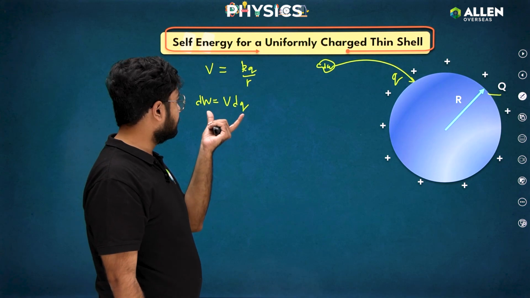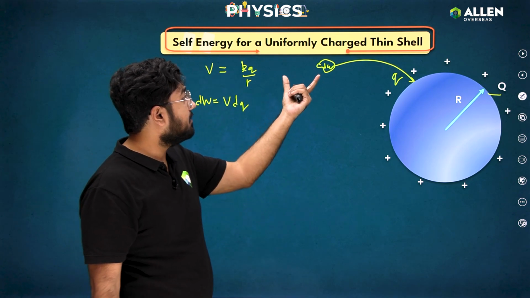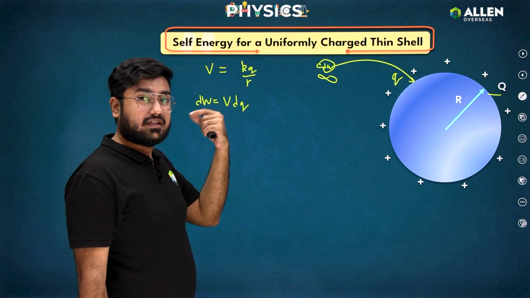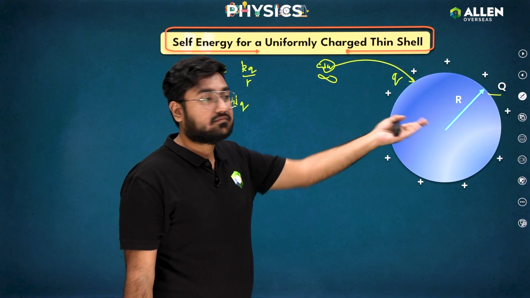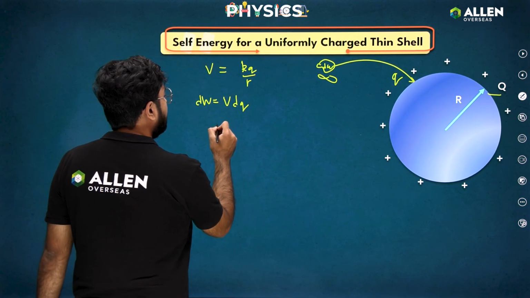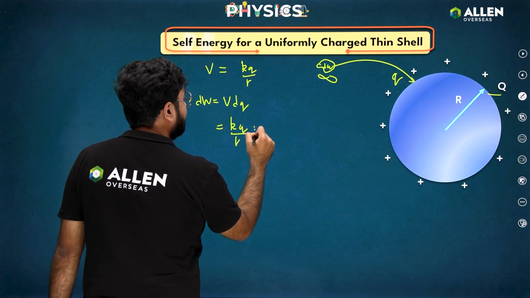Agreed? Change in potential energy is final potential energy minus initial potential energy. I am taking it from infinity, so initially at infinity the potential energy is 0, and finally it is V dq. Simple. So this will be equal to kq by R dq.